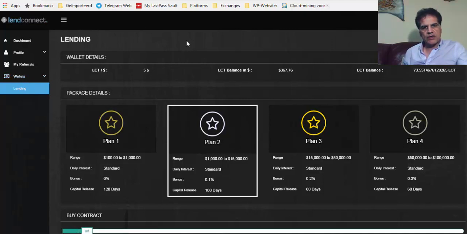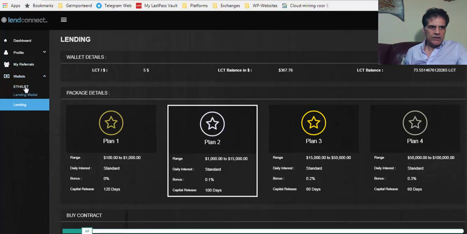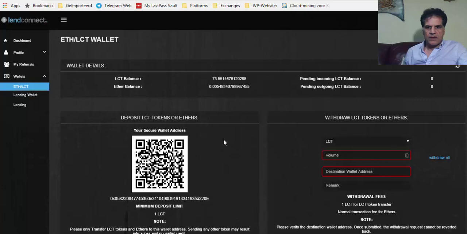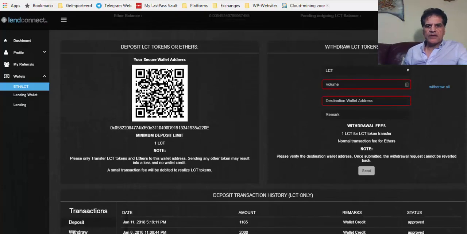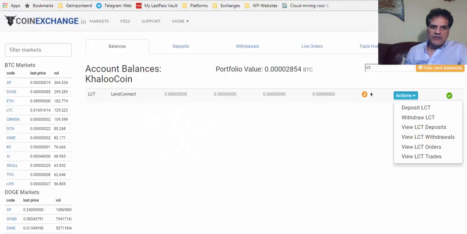You go to your my wallet, my Ethereum wallet, and you send, and let me show you. You go to your Ethereum wallet. This is your address where you send 0.5 Ethereum to this platform. And after that, you can bring your LCT from Coin Exchange. The address is the same.